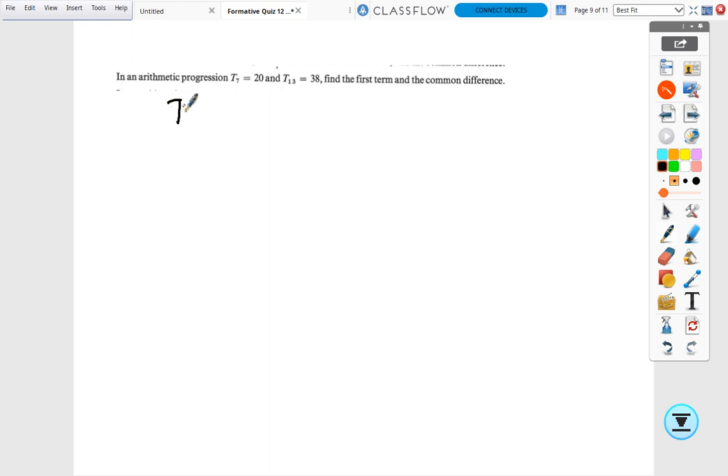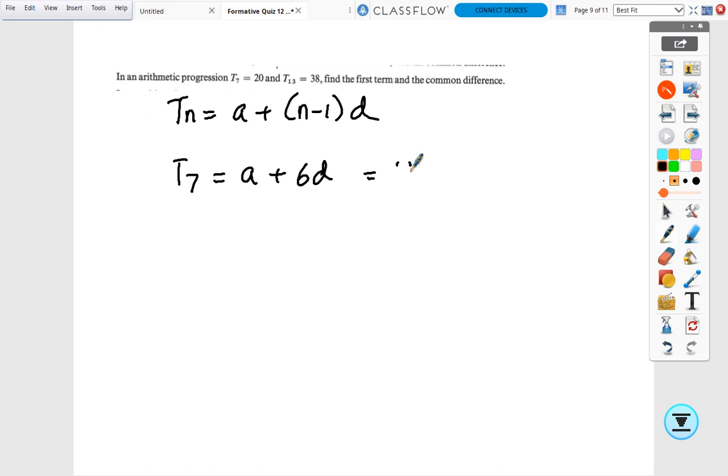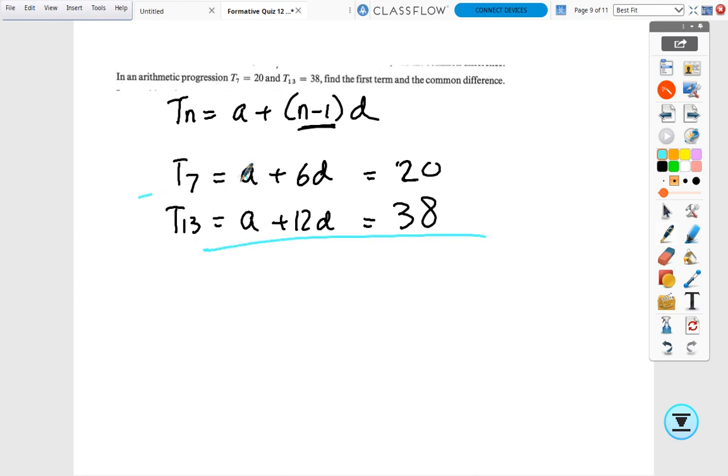Okay, so the general term is Tn equals A plus (n minus 1)D. So if I've got T7, I've got A plus 6D, and the answer's 20. T13 equals A plus 12D, because I've got to subtract 1, and that answer's 38. And then if I subtract those two equations, A minus A is nothing. 12 minus 6 is 6D.